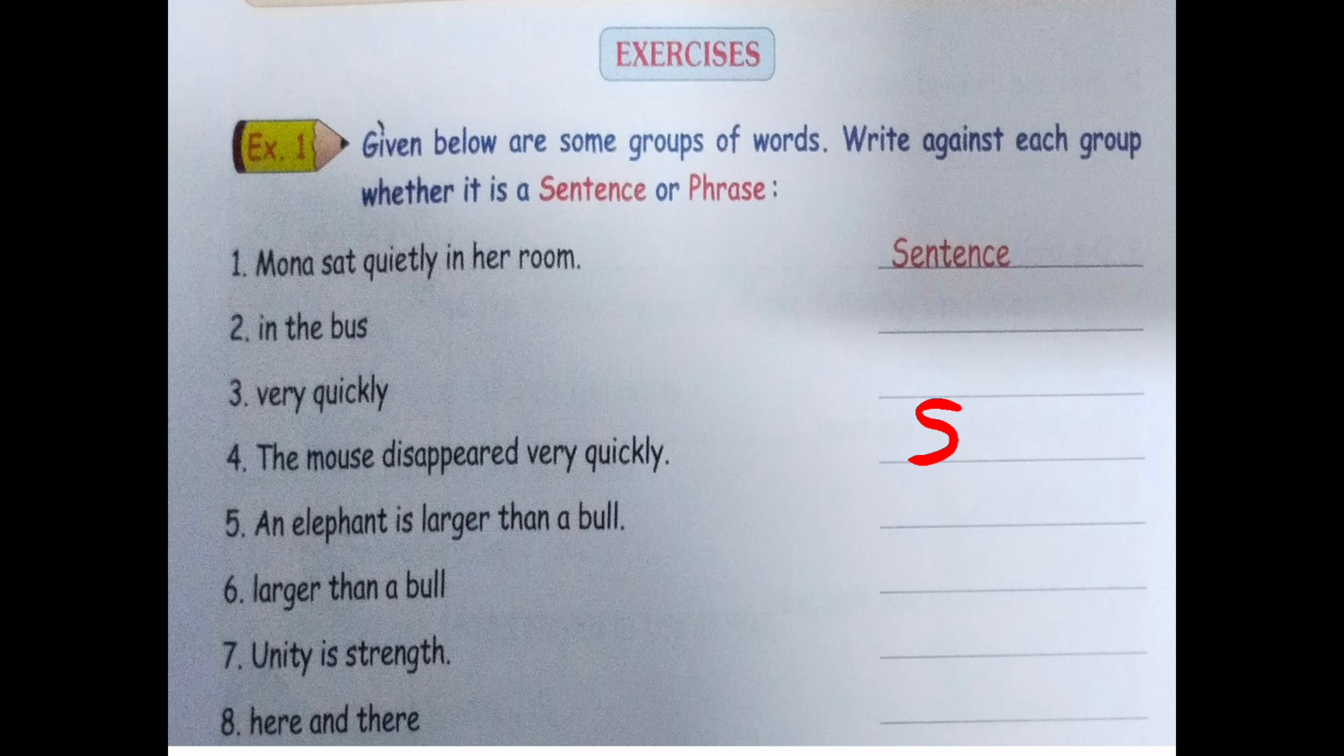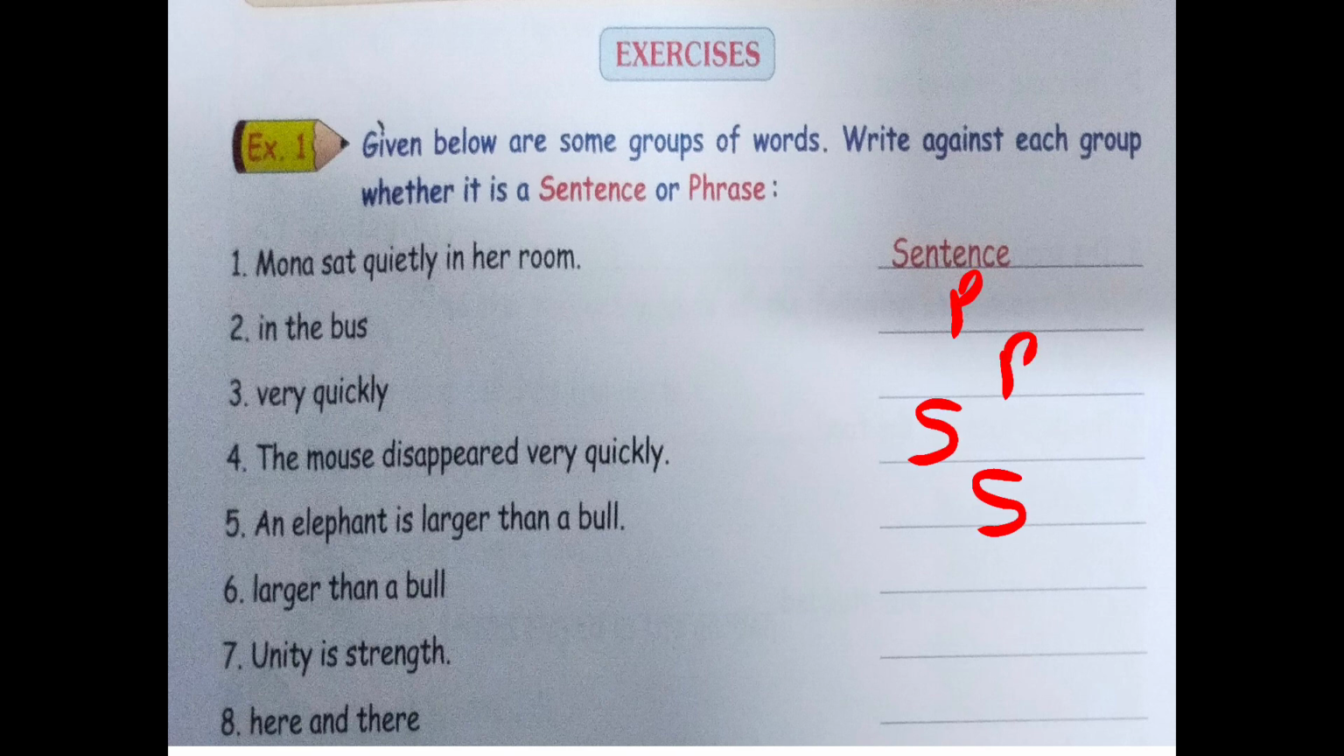Next is, an elephant is larger than a bull. Here also you have a capital letter at the start, full stop at the end, and it is making a complete meaning. So an elephant is larger than a bull will be a sentence again. Okay, this will be a phrase.